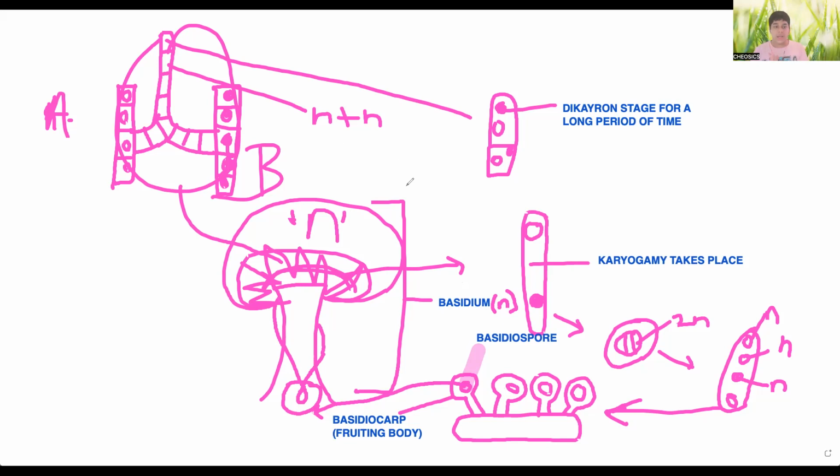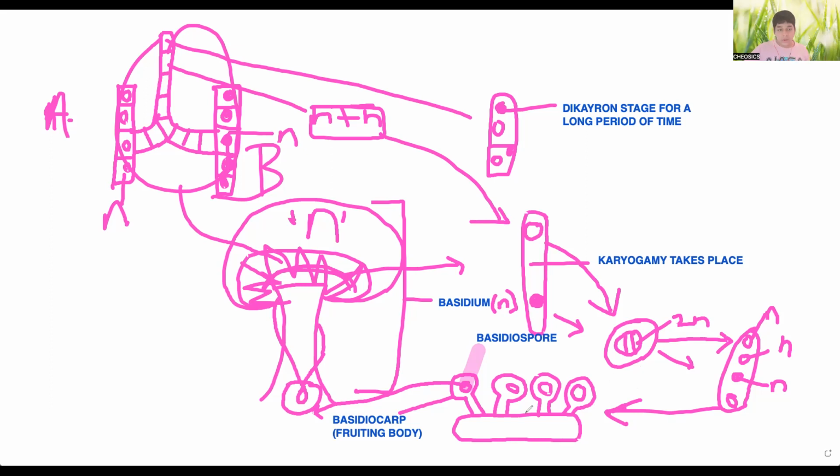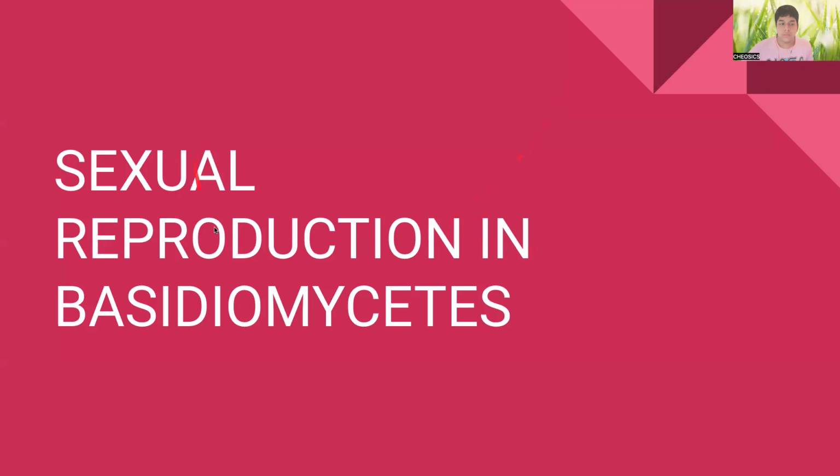N plus N कैसे आया? Dikaryon उसी तरफ से आया. This hyphae is N, this hyphae is N. They create something called dikaryon. Inside the dikaryon, karyogamy took place, diploid nuclei came, diploid nuclei did meiosis. You get your 4 bodies. They create basidiocarp, basidiospore is formed, and the basidiospore germinates. So this is sexual reproduction in Basidiomycetes. We're almost approaching the end.